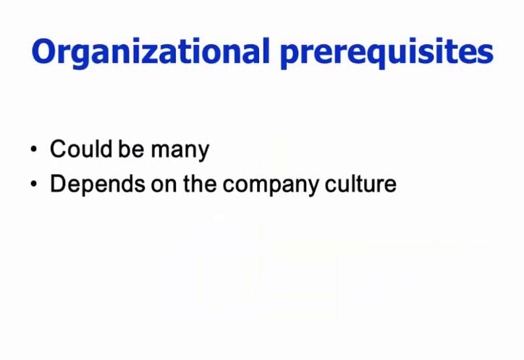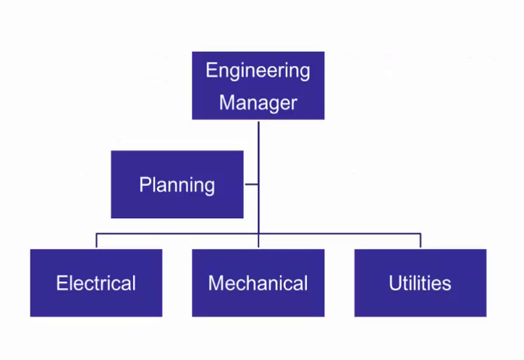So organizational prerequisites could be many, and also depend on the company culture as well. Again, brings us back to engineering manager, for instance. On his side, you will have a planner or a planning department. Engineering manager will also have various disciplines underneath him, for instance, electrical, mechanical, utilities. You will also probably be in charge of the maintenance side of things.